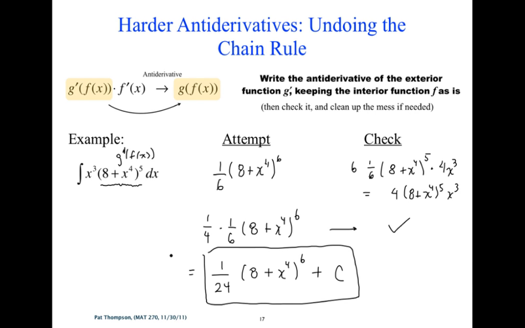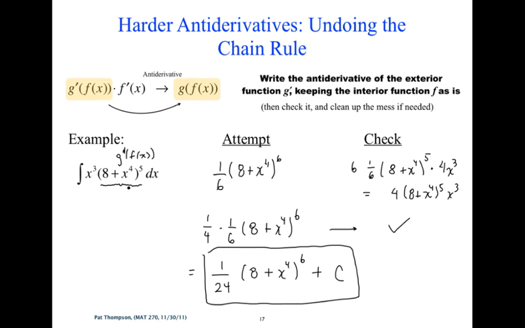Okay, so there's this structure that I'm giving you, and so many of you are going to need this structure to get started. You make your first attempt, you check the derivative, you make a second attempt based on the check. But really the goal is that you could look at this and see this as the result of a chain rule derivative, and you look at this and go, oh, okay, I know what this is going to be.